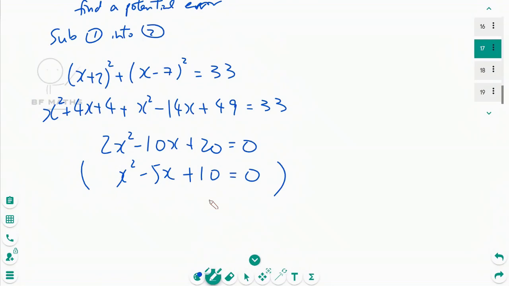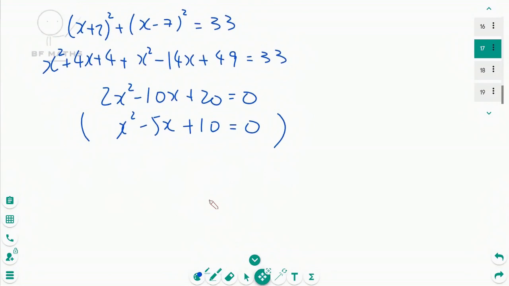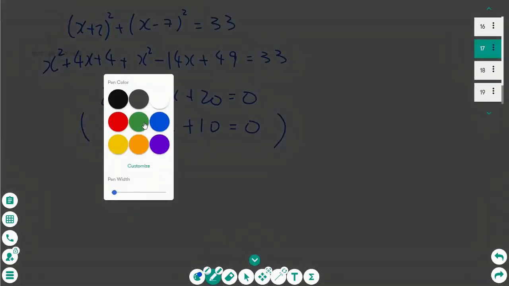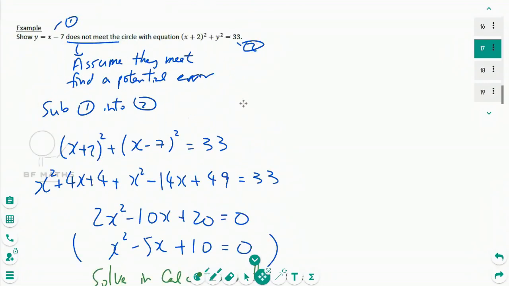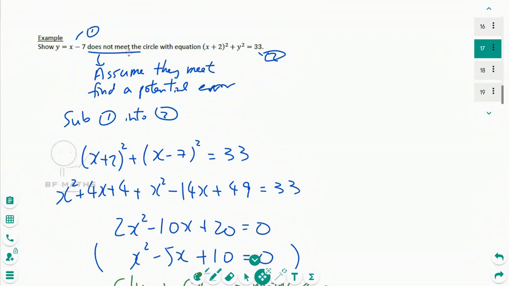So if you try to factorize in the calculator, pause video, have a go. Okay, what you realize is, or try to solve it in the calculator. Right, solving in the calculator. And what do you realize? Okay, it's a maths error. Why is it a maths error? Well, of course it's a maths error because we know they don't meet. Right? We know they don't meet.